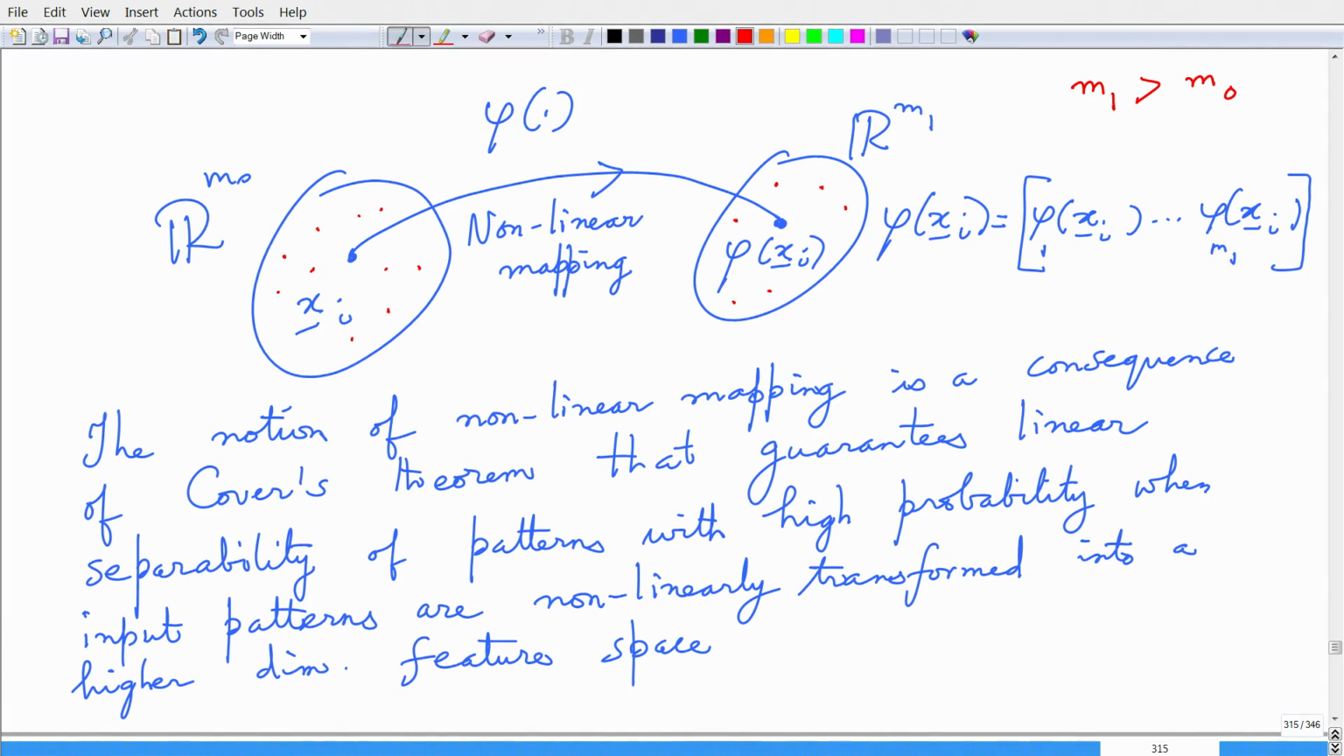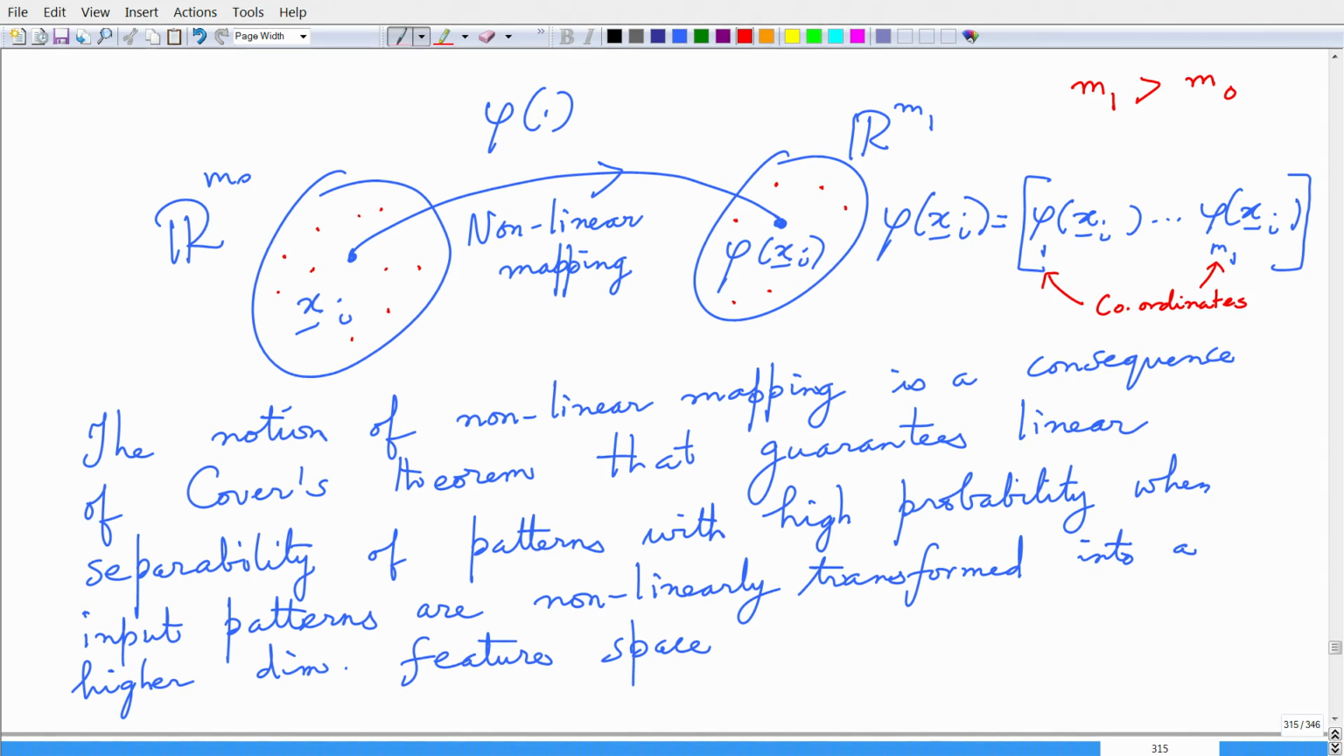Now, this phi acting on this vector xi can be represented as coordinates in an M1 dimensional space given by phi 1 of xi so on till phi M1 of xi. So, these are all the coordinates. They are the coordinates in the feature space.